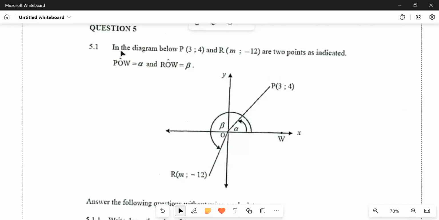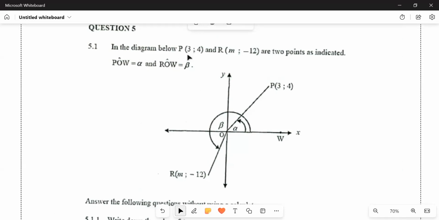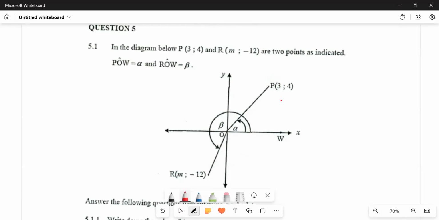So in our question 5, we are given the diagram. They say in the diagram, we have point P, and point P is given as (3, 4). Then what we have to do is make a line, the y-axis, which is going to be perpendicular to the x-axis. And then we have this angle starting from here, which they tell us is alpha.